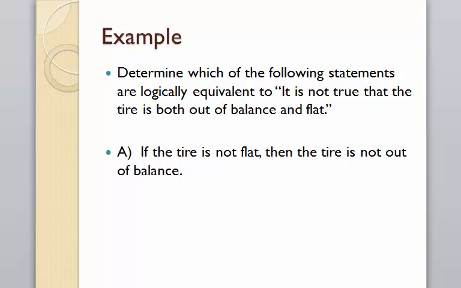So let's begin by assigning some letters to the two statements that we have. Let's use P and Q. So I'm going to let P be the fact that the tire is out of balance. And let's let Q be that the tire is flat.